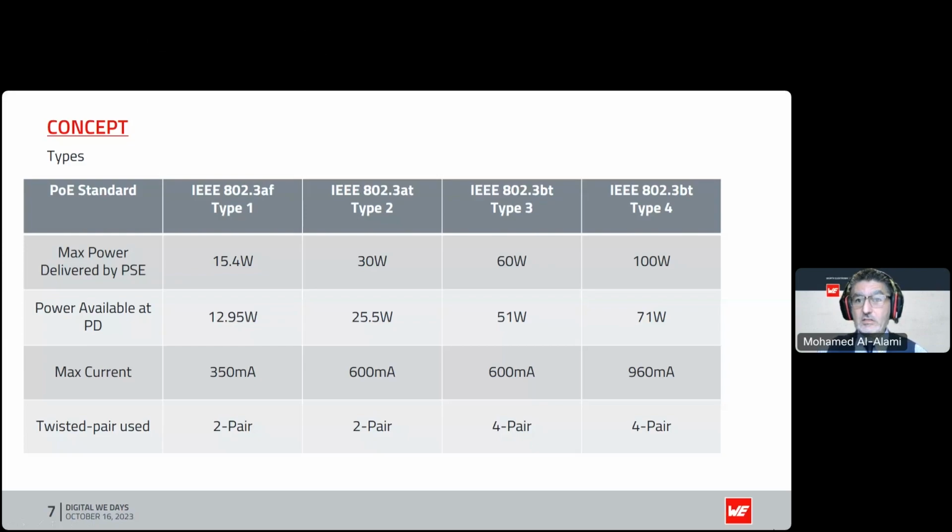Now came the latest standard, which is the .bt, and that came up with two extra types, 3 and 4. With types 3 and 4, we are now able to deliver much higher power: 50 watts, 70 watts, even up to 90 watts with type 4, if you know the channel length, which is called the extended power capability. That's based on knowing the channel length. So with these two types, 3 and 4, you are able to transfer power over all 4 pairs, and that allowed us extra flexibility and higher power delivering capability.